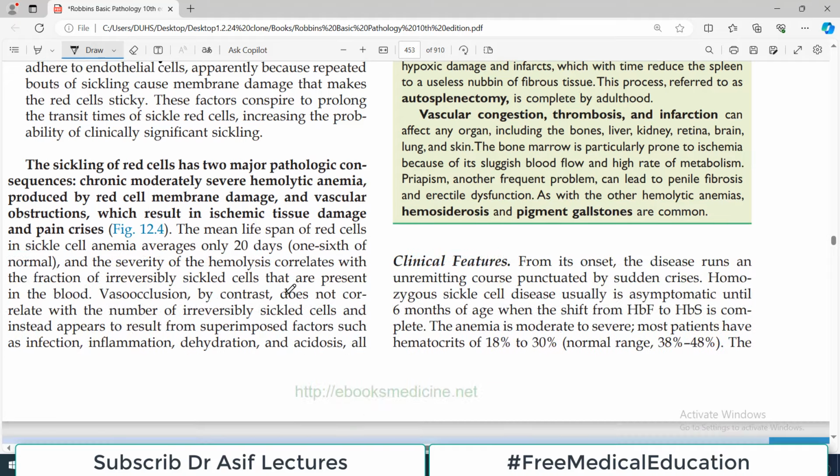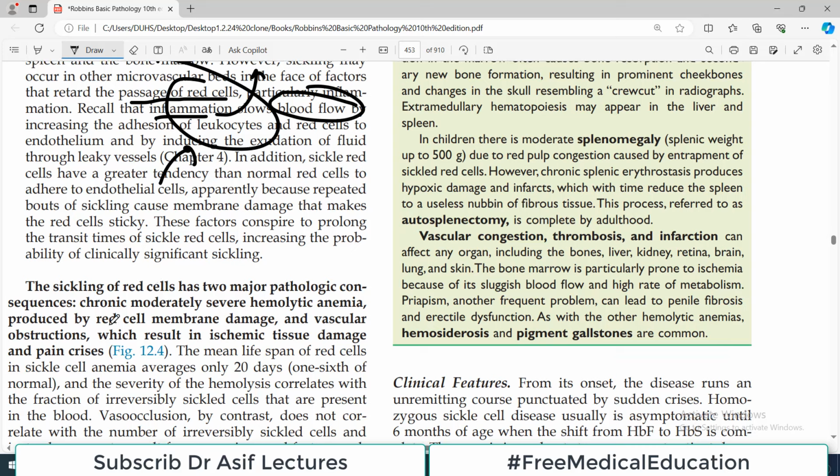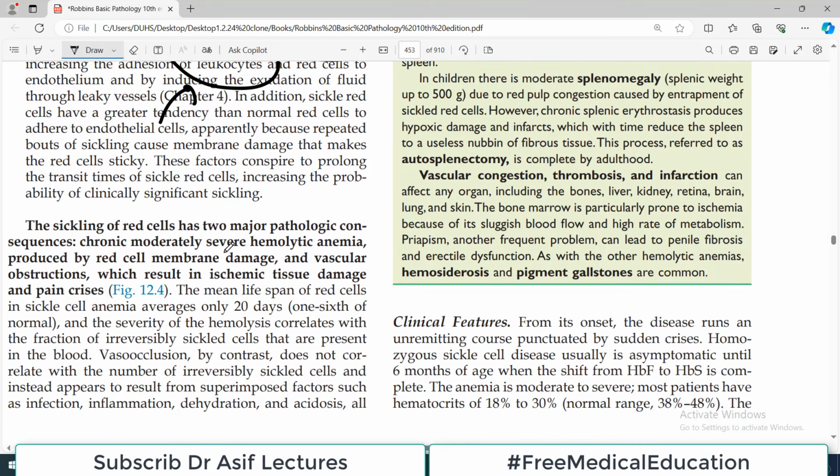Now, sickling of red blood cells has two major pathologic consequences. Sickling से होगा क्या? Okay, what will happen? So, chronic, moderately severe hemolytic anemia produced by red blood cell membrane damage and vascular obstruction. ये दो चीज़ें आपको याद रखनी है कि अगर एक ब्लड वेसल में से ऐसे रेड ब्लड सेल गुजर रहे हैं जिसमें हीमोग्लोबिन ए के बजाय हीमोग्लोबिन एस है, और अगर सिकलिंग हो जाती है, रेड ब्लड सेल की शेप ऐसे हो जाती है, they can clog the blood vessel.